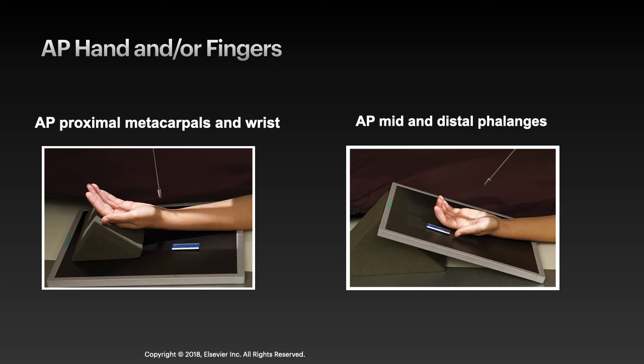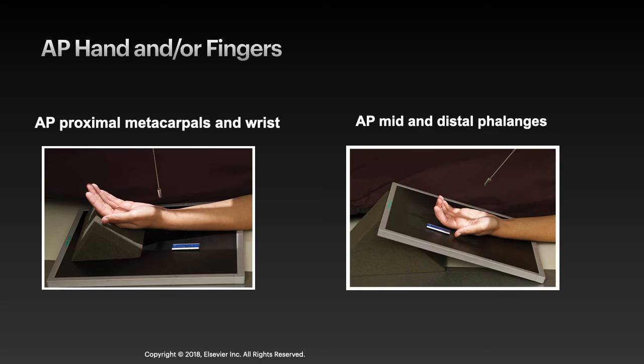AP hand and or fingers. On the left you have your AP proximal metacarpals and wrist. Most of your patients will not be able to rotate their extremities or lay them flat, so you generally end up having to prop them to help with pain, and also to get images you may have to angle your CR. On the left you'll notice that the CR is angled just ever so slightly to visualize the wrist.